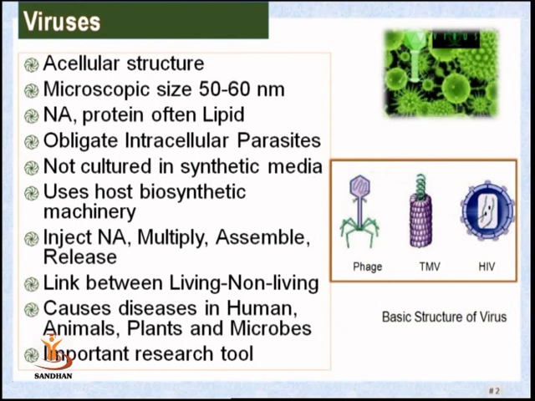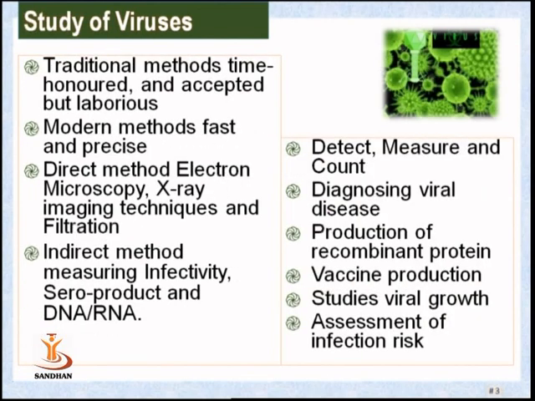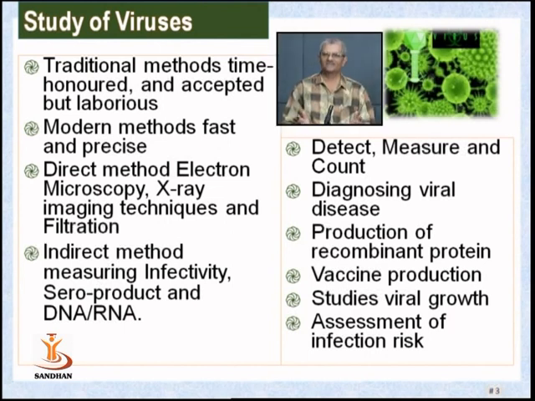Now let us understand in the next slide that viruses, being very small in dimension, require special methods to study them. Why do we need to study the virus? Because these are important pathogens and they have a close association with human beings. Therefore, we need to detect their presence. While studying them, we need to measure their dimension. We need to count their population. So these are the basic requirements. And in today's lecture, we will try to understand how this is carried out.